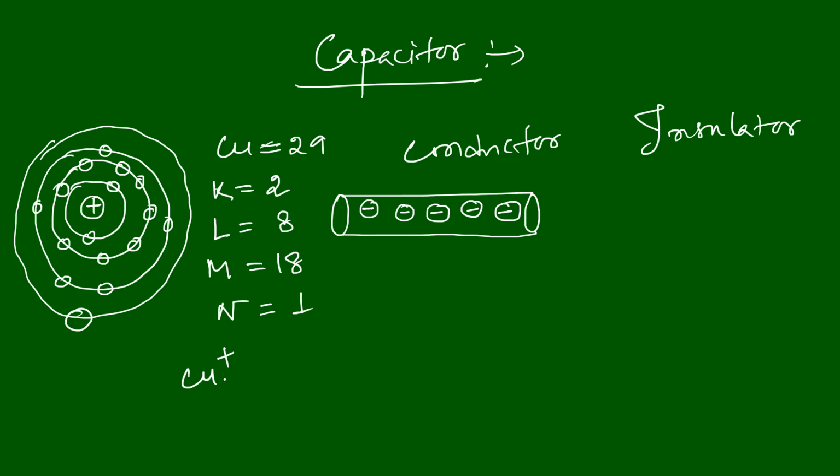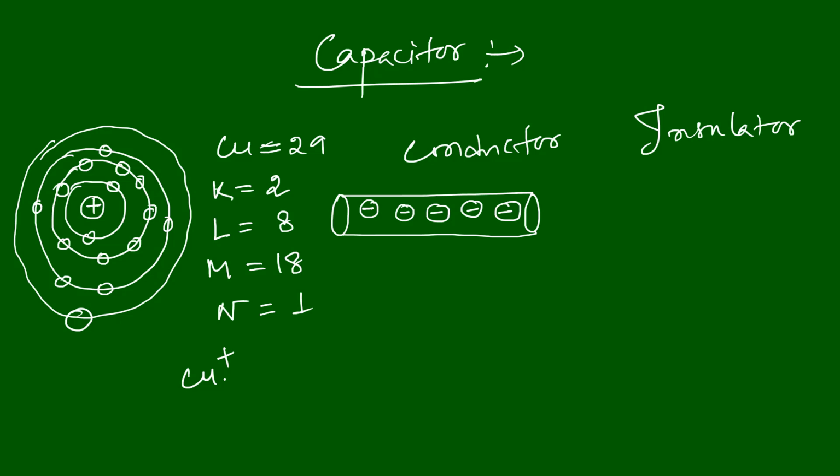There will be a lot of Cu plus ions produced, because we are discussing one atomic configuration, and in a conductor there are millions of copper ions present. So there are a lot of free electrons present in the case of copper. That thing I'm going to discuss.